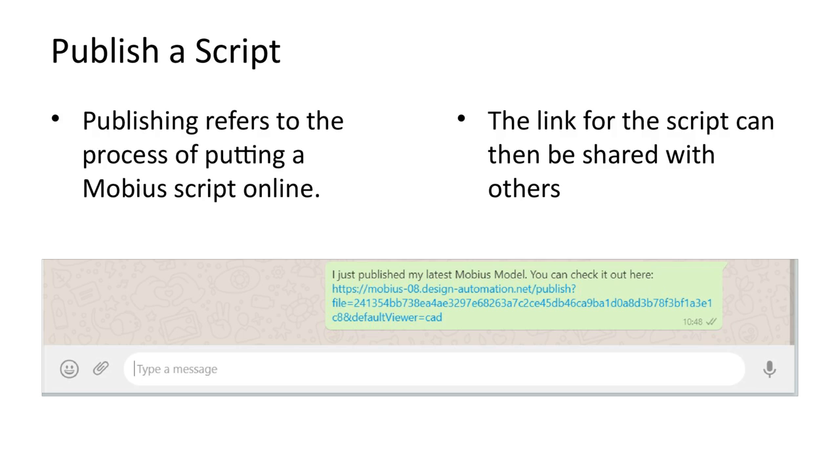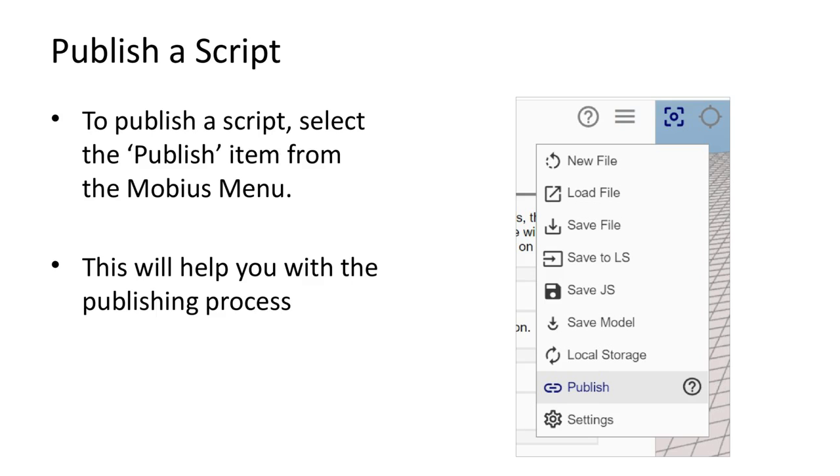There is no need for any special settings. All scripts can be published by default. To publish a script, select the Publish item from the Mobius menu. You can also click the question mark to get more help on the publishing process.